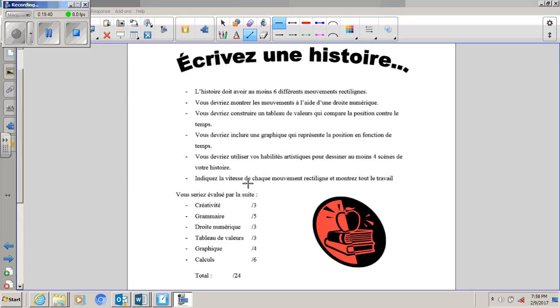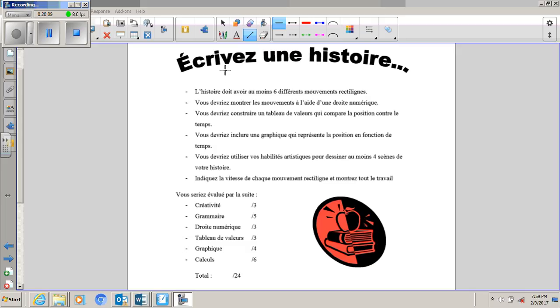Okay, next page. This is the first little project, or assignment, that you're going to do for this unit. And I'm going to explain it in English to make sure everyone understands what's going on. It's your turn to écrire une histoire. So you're going to make up some kind of story similar to the one I just read you with Archie and Veronica.